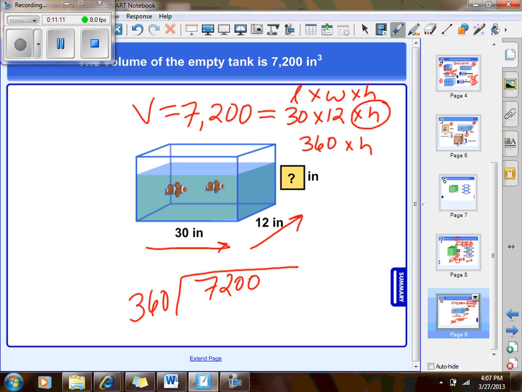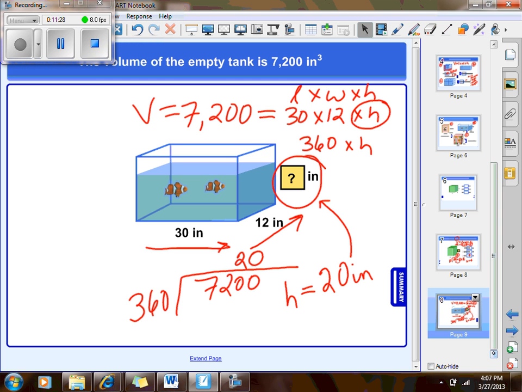and we'll come up with 20. So what is our height? 20 inches. Good job. Hopefully it didn't take you long.